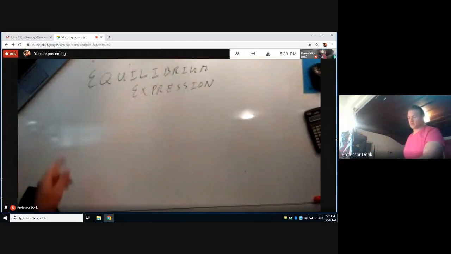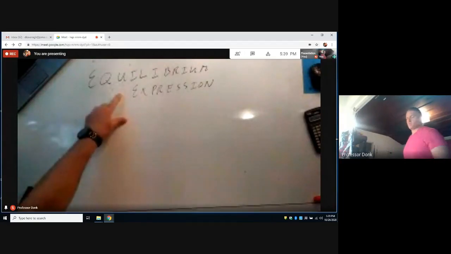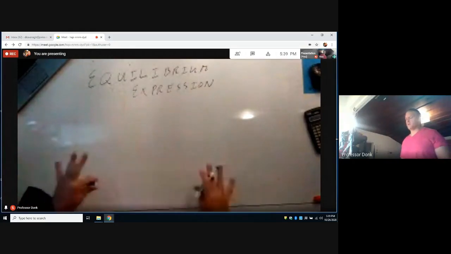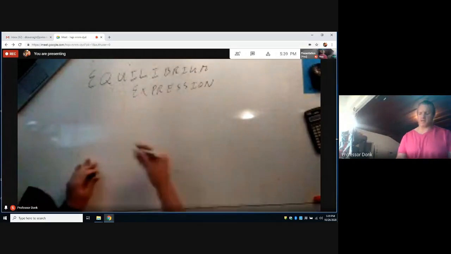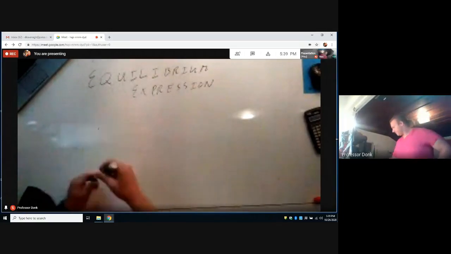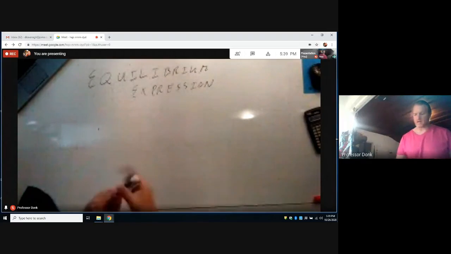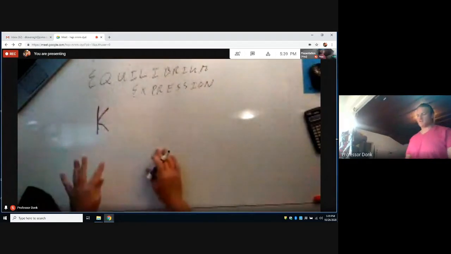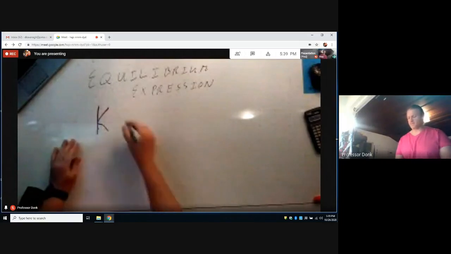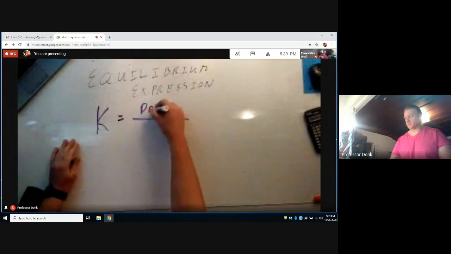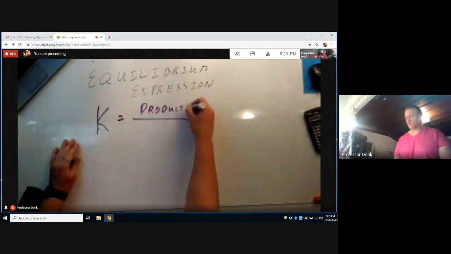Let's talk about the equilibrium expression used for balanced chemical reactions in chemistry. Let's just get some facts out of the way, some big things right there. It is symbolized with a capital K. And I emphasize capital because there's a lowercase k constant. This is a capital K. And very simply, although not complete, it is the products over the reactants.